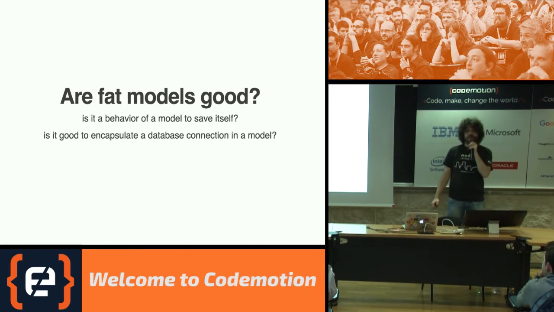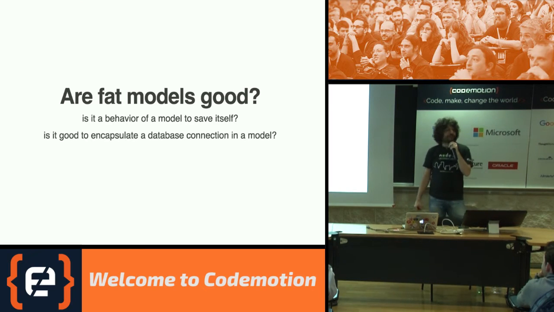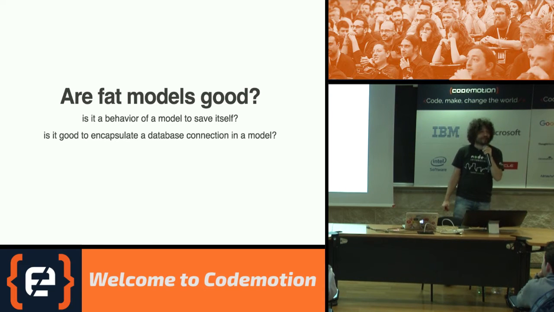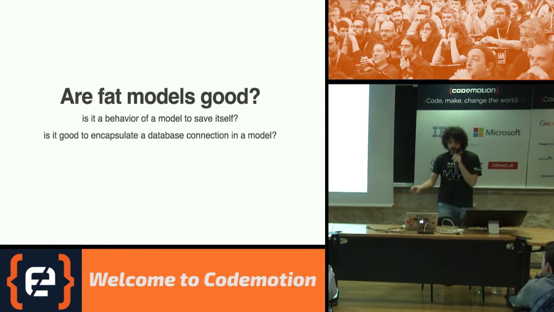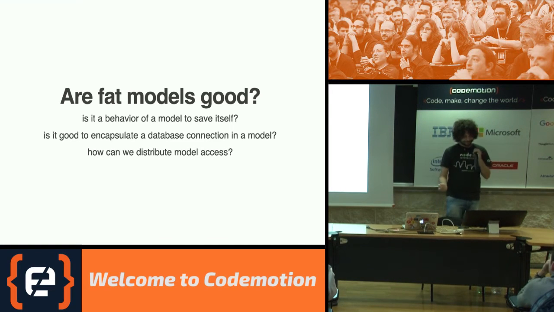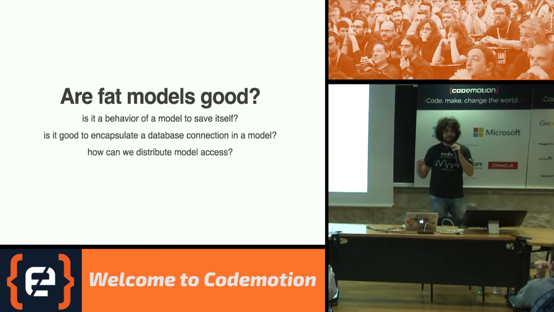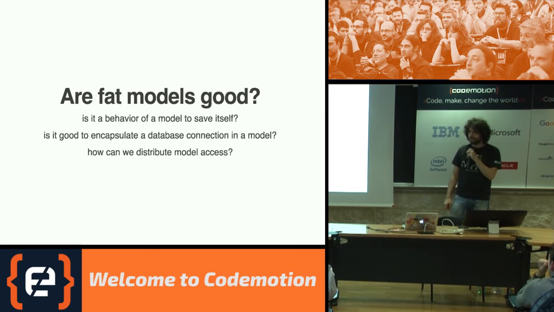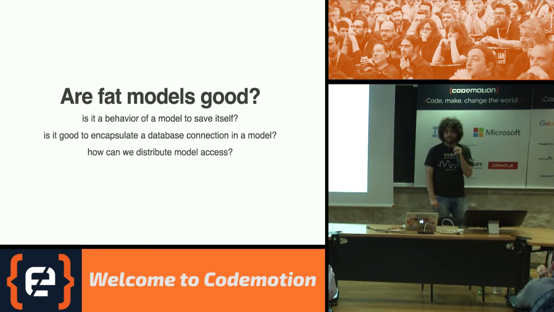Also, this is even worse. Is it good to encapsulate a database connection in a model? Because in order to save itself, it needs to have a database connection. So you have a model that can save itself, and you want to send it over the network. And what happens? Ouch. How can I move around my database connection?